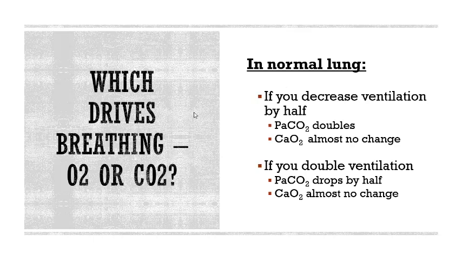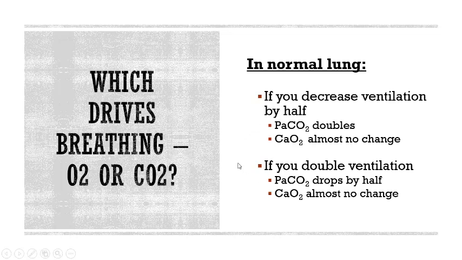So again, in a normal lung, which drives the breathing, O2 or CO2? It is the CO2. I really want you guys to absolutely understand that. You could decrease your ventilation by half, so you could stop breathing 50% of the time, and your PCO2 will double because of that. But your CaO2 has almost no change. So the content of oxygen in your blood does very little to change when you decrease your ventilation, but your CO2 very quickly will double. If you double ventilation, your PCO2 is going to drop by half. And again, that oxygen content will have no change or very little change, okay?